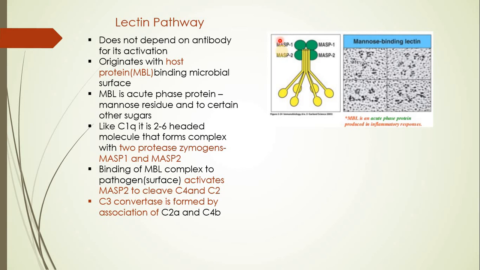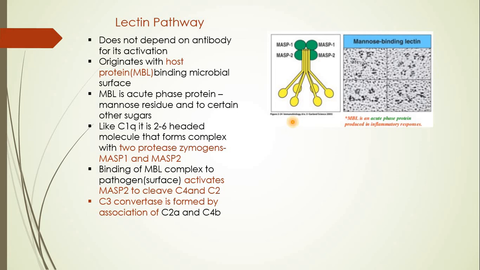These are the zymogens. When I say zymogens, what does it mean? It means that they are inactive form. Binding of MBL complex to the pathogen activates MASP2 to cleave C4 and C2, and the same sequence goes on as we have discussed with reference to the classical pathway. So C3 convertase is formed by the association of C2A and C4B, and the rest of the process is all the same.